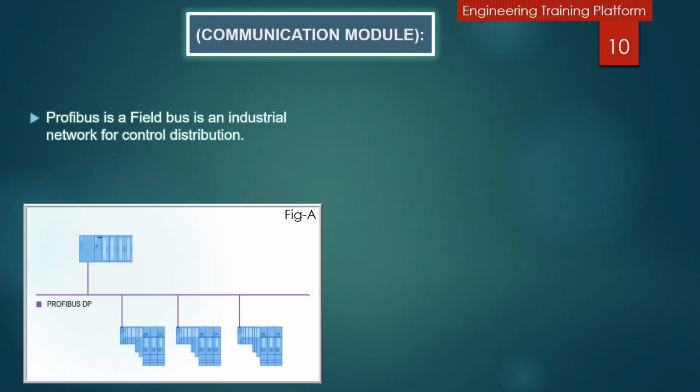Let's start to discuss the communication module. A field bus is an industrial network used for control distribution. One field bus is Profibus DP, the leading field bus standard, developed by Profibus and Profinet International, PI. Here in figure A, I explain the master PLC. They are connected with the local area network, and all the RTUs are connected with the same line. This purple color indicates the Profibus DP.